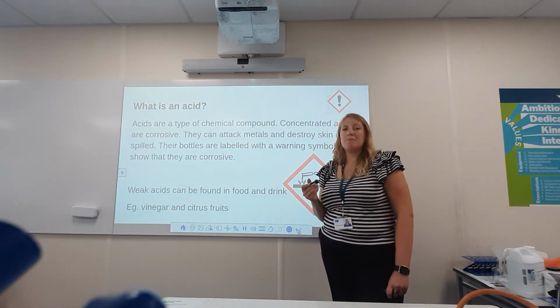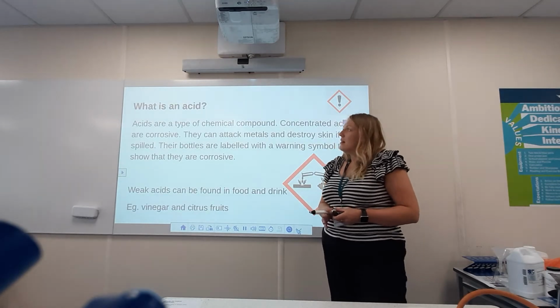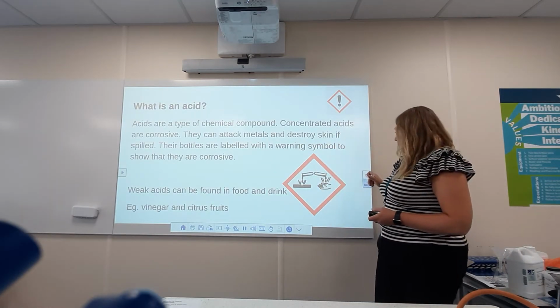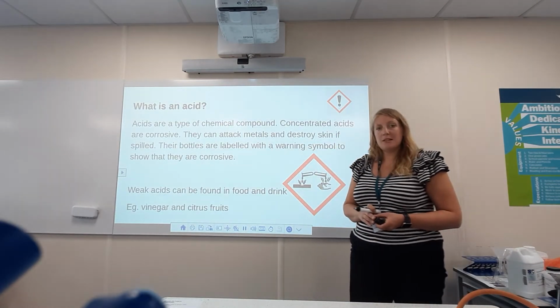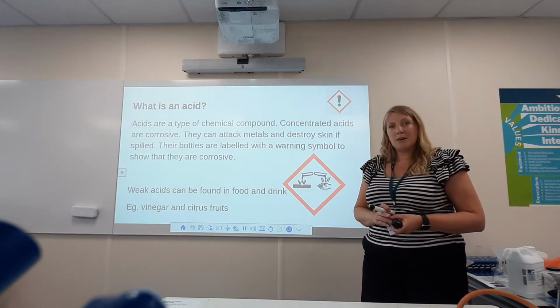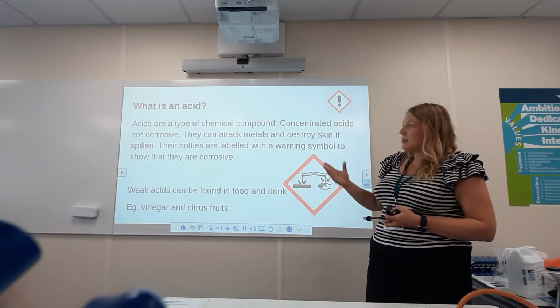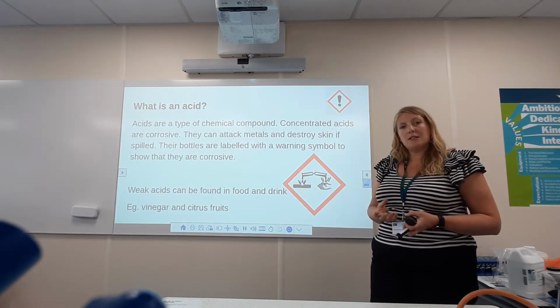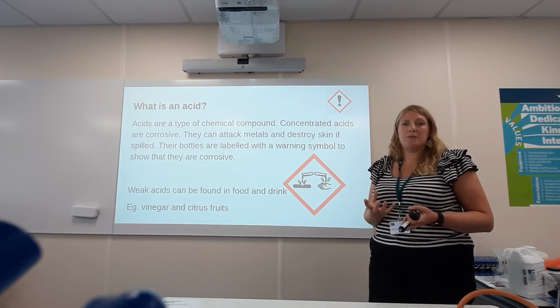what we mean by the word base and alkali. So what is an acid? You've probably heard of some acids before. You probably know that they can be quite dangerous chemicals. So they're a type of chemical compound. Okay, so they are made of different types of atoms.